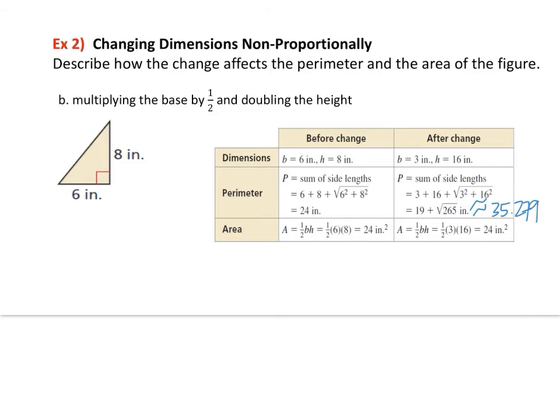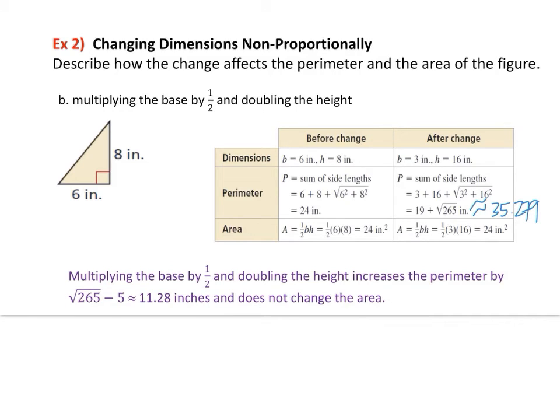So compare that to the original, which is 24. So there's almost an 11-inch difference. And then compare your areas. And it looks like they're the same. So multiplying the base by 1/2 and doubling the height increases the perimeter by square root of 265 minus 5, or approximately 11.28 inches, and does not change the area.